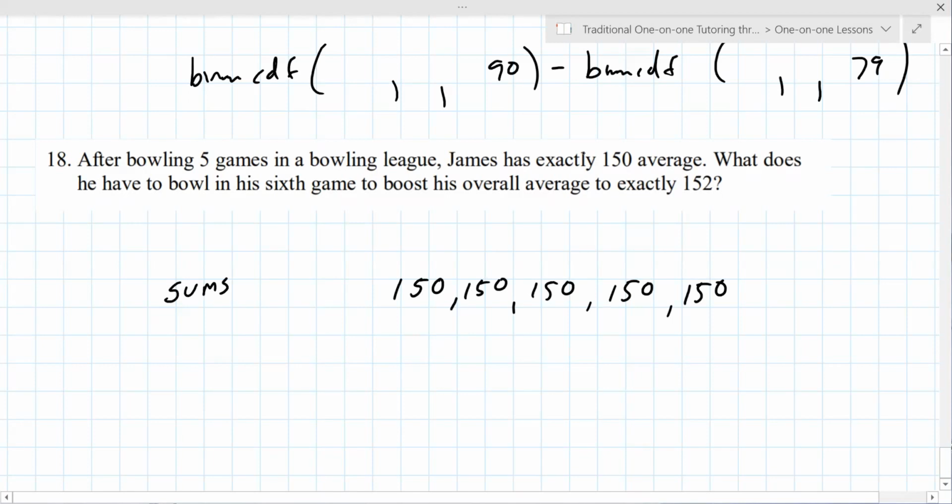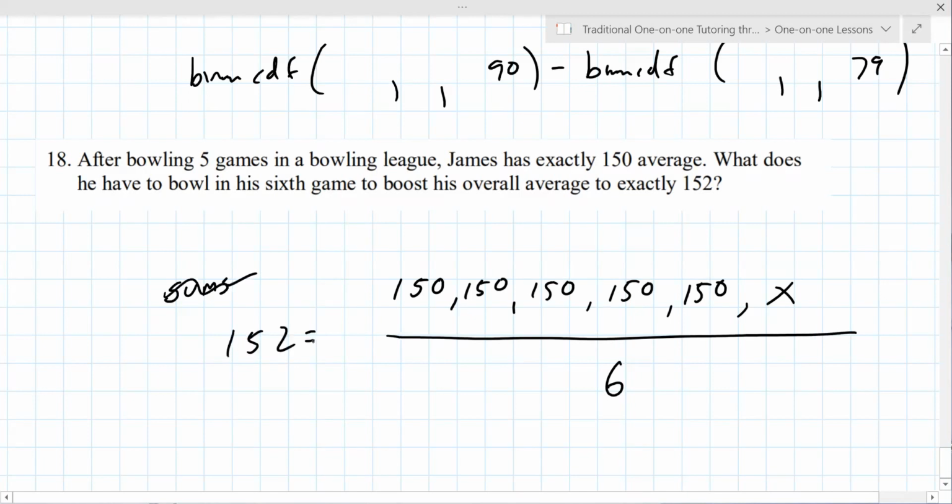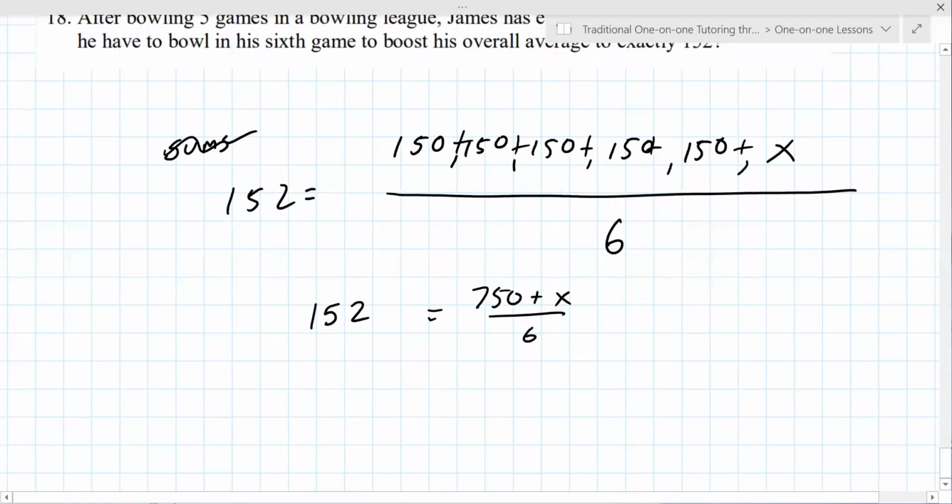So they want the average to be 152. It's like adding another score here, dividing it by 6, and this equals 152. Before this extra score, you would take 150 plus 150 plus 150 5 times and divide it by 5 to get 150, so that's 750. Well, you're adding these though, so it's 750 plus x over 6 equals 152. And then I just solve for x.